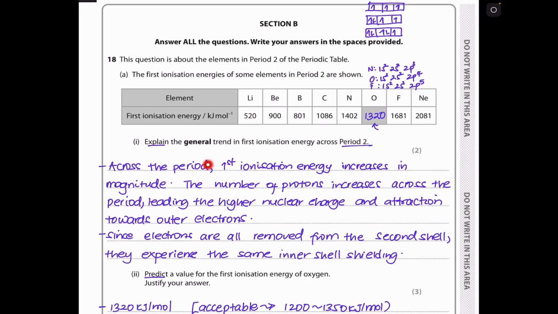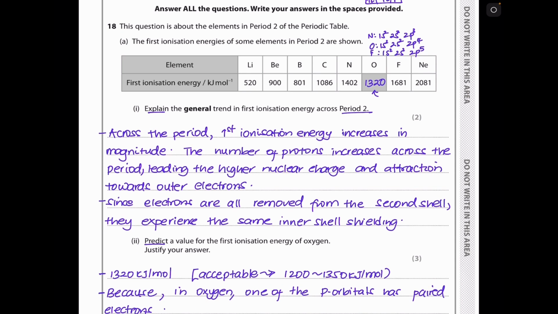So I said across the period, first ionization energy increases in magnitude. The number of protons increases across the period, leading to higher nuclear charge and attraction towards outer electrons. Since electrons are all removed from the second shell, they experience the same inner shielding.